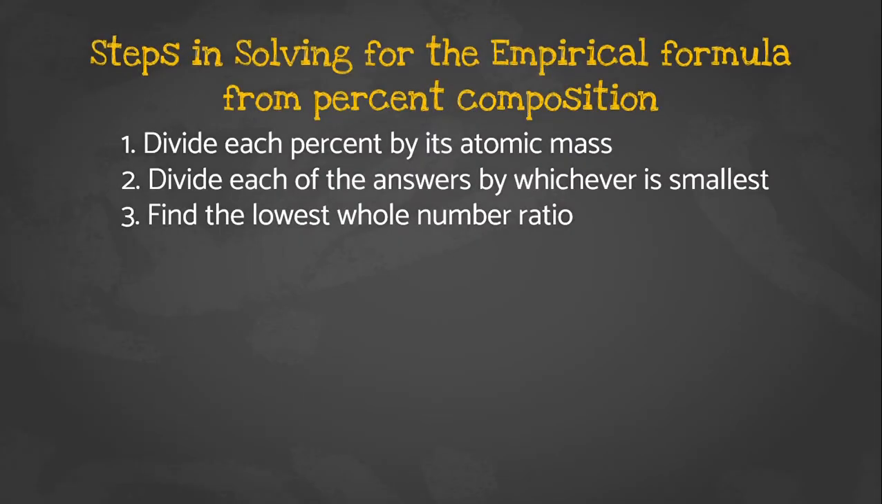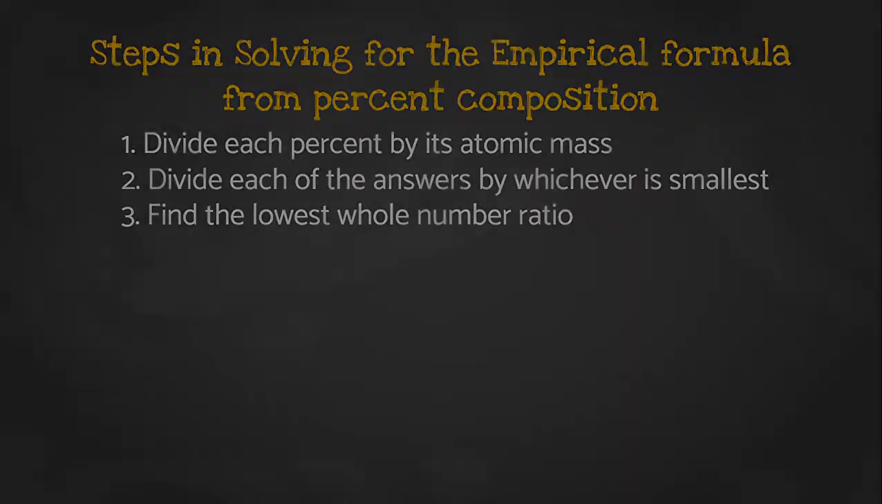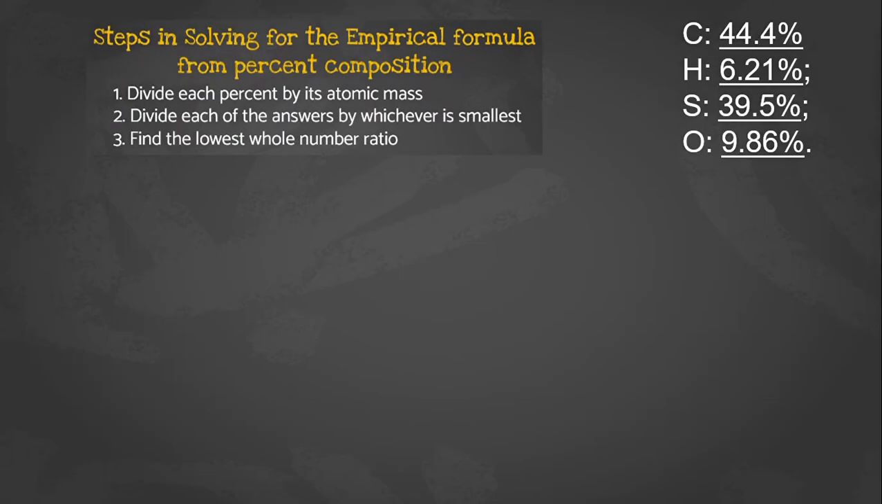So, here are the steps that we have to follow. Number 1, divide each percent by its atomic mass. Number 2, divide each of the answers by whichever is the smallest. And number 3, find the lowest whole number ratio. Papakita natin kung paano yan ginagawa. So, the first one is divide each percent by its atomic mass.